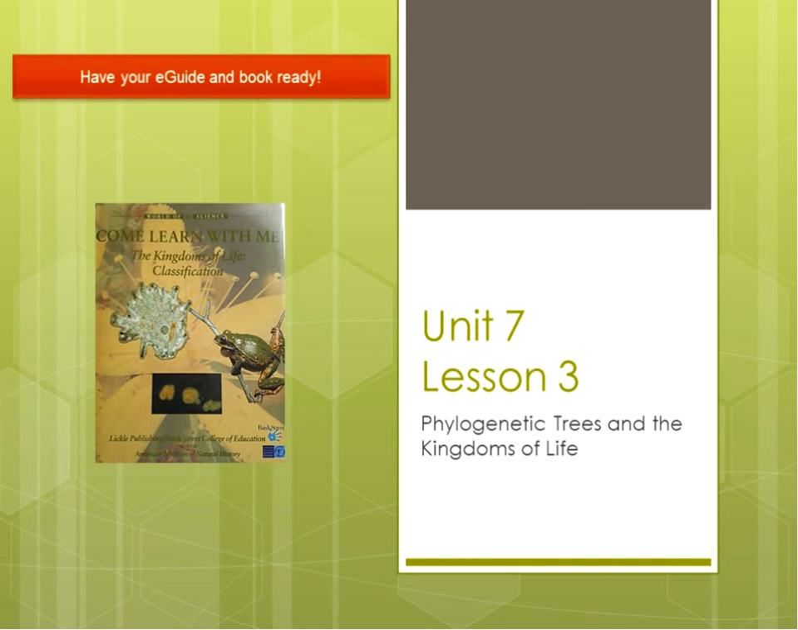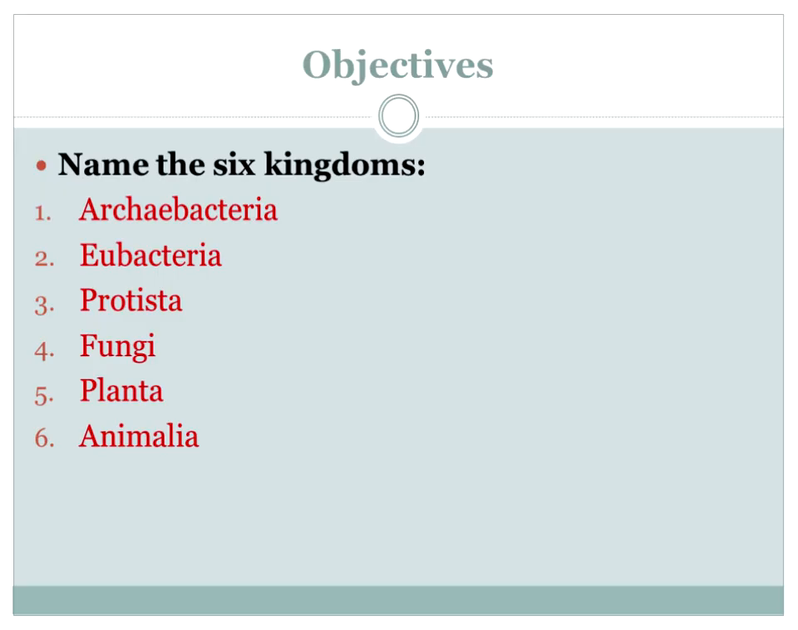Today for science we are working on Unit 7, Lesson 3. Make sure you make a note of that so you know which lesson you're taking the checkpoint for. One more time, we're doing Unit 7, Lesson 3. It's on phylogenetic trees and the kingdoms of life. The pages you will be using in your textbook, this textbook, are pages 16, 17, 18, and 19.